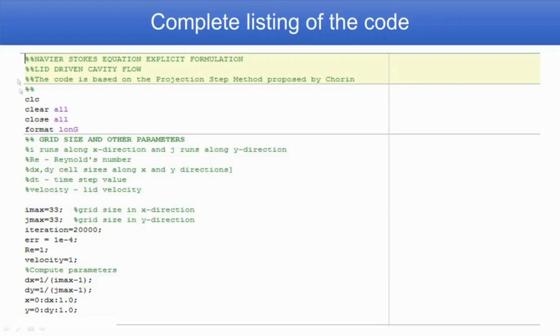So, we have all these initial lines, then you define grid size and other parameters. i runs along the x direction, j runs along the y direction, Reynolds number is defined and the symbol Re is used, dx and dy are cell sizes along x and y direction, dt is the time step value, and the lid velocity is the boundary condition on the top wall.